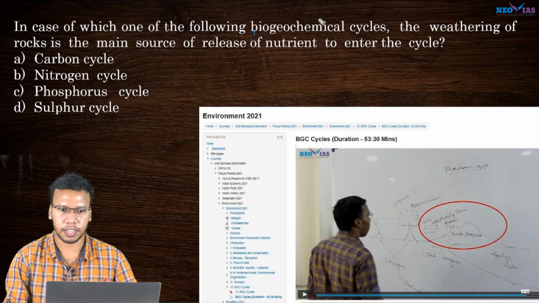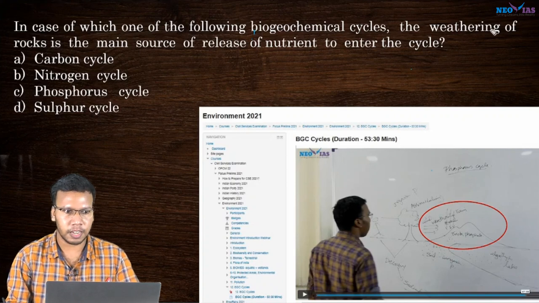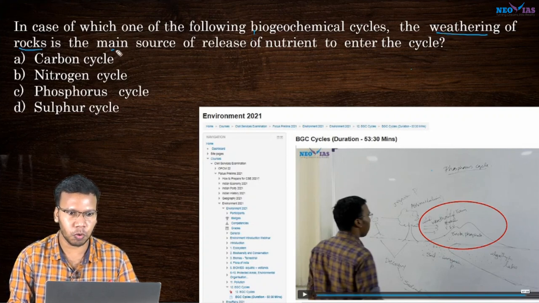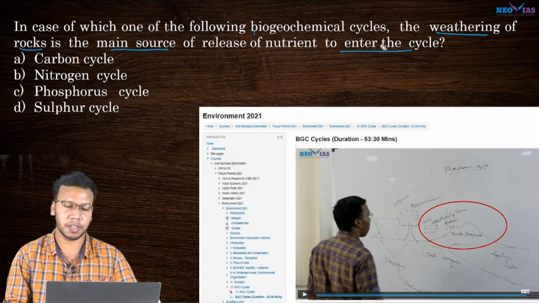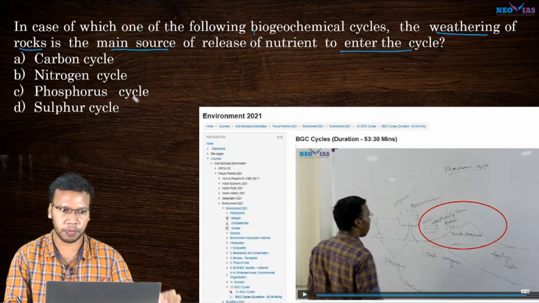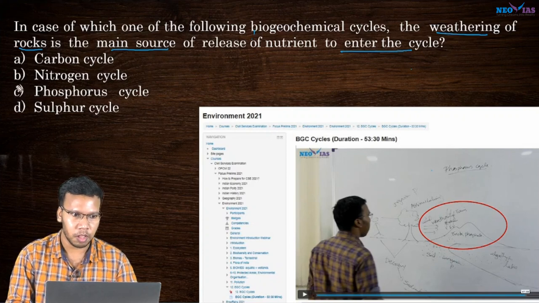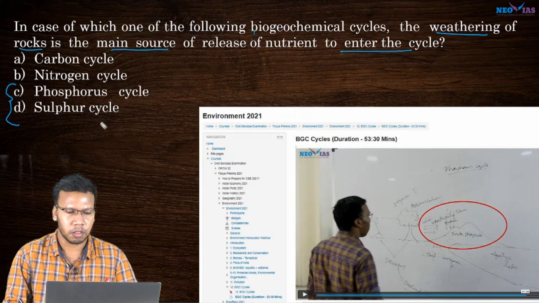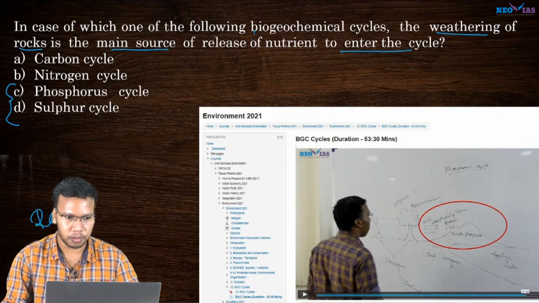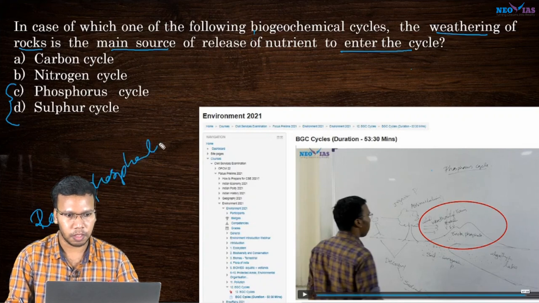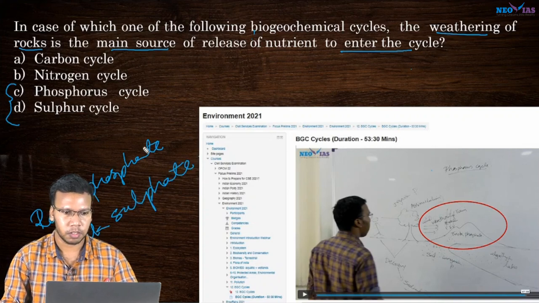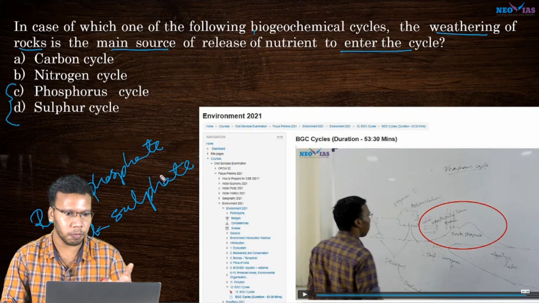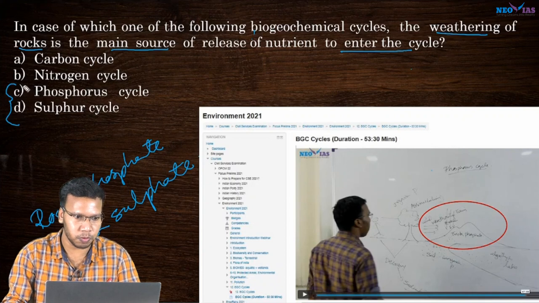Here we have a question from the nutrient cycle. The question is: in case of which one of the following biogeochemical cycles is the weathering of rocks the main source of release of nutrients to enter the cycle? As part of the nutrient cycles, you might have studied the carbon cycle, nitrogen cycle, phosphorus cycle and sulfur cycle, and that both phosphorus and sulfur have their pool in the rock, right? We have rock phosphate and rock sulfate. So the reservoir for phosphorus and sulfur is rock. So the answer for this question is C, phosphorus cycle.